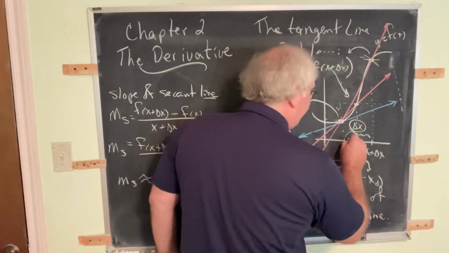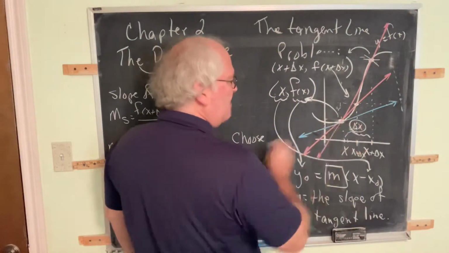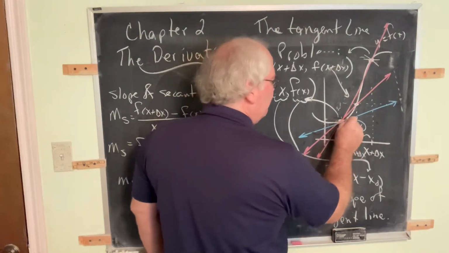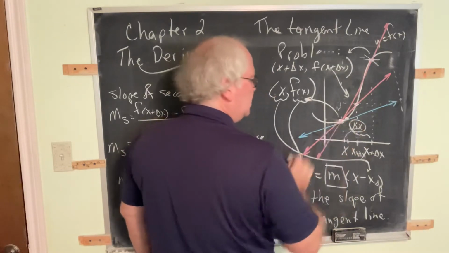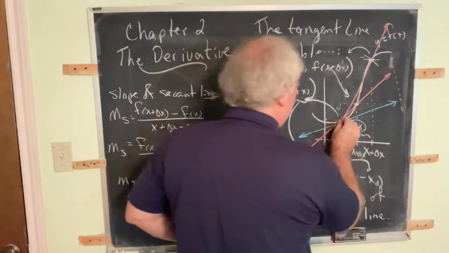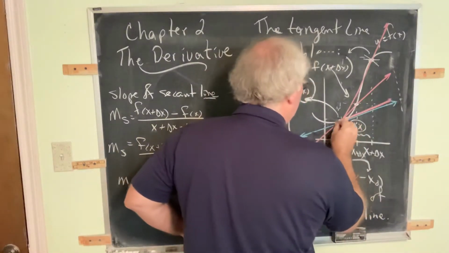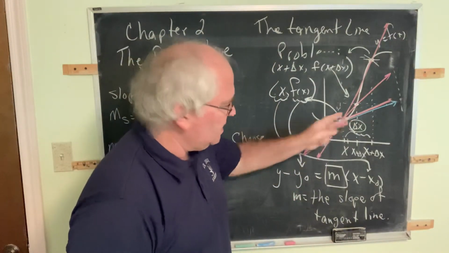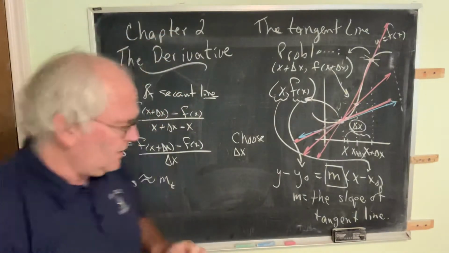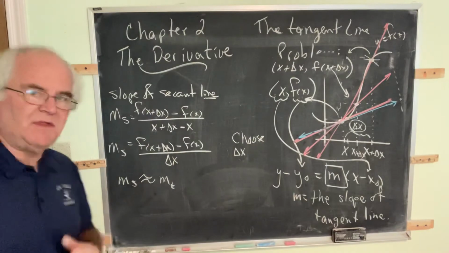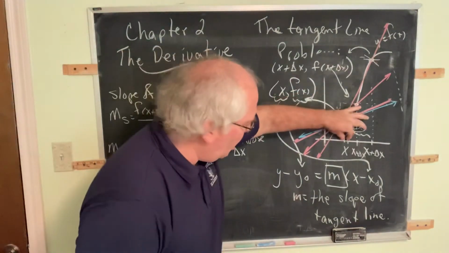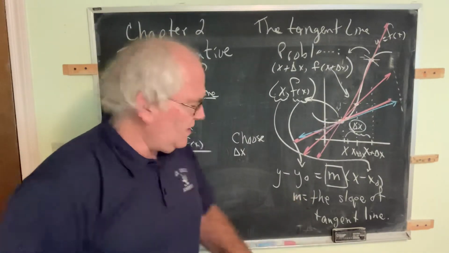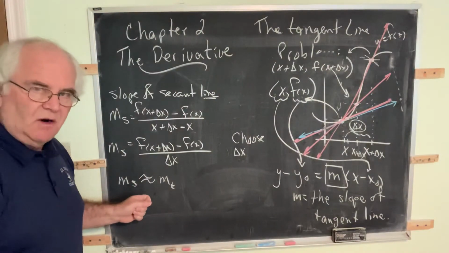How can we make the approximation better? Well, suppose I choose a very small delta x. Now, this is going to go beyond the ability of my picture to maintain the integrity. If I choose this point to be x plus delta x, then the point of tangency is very close to the secant point. And when I draw this red line, that is now the secant line. And now you're talking. Now the slopes of those lines are very close together. That's a very good approximation. How do you make the approximation better? Choose an even smaller delta x. As delta x gets smaller and smaller and smaller, the approximation gets better and better and better.